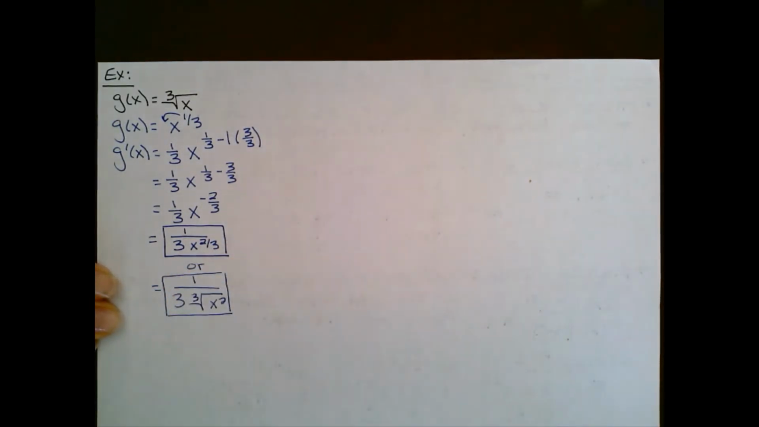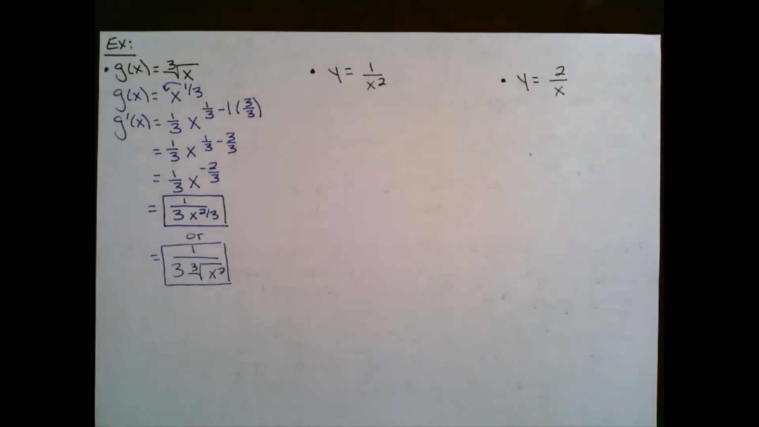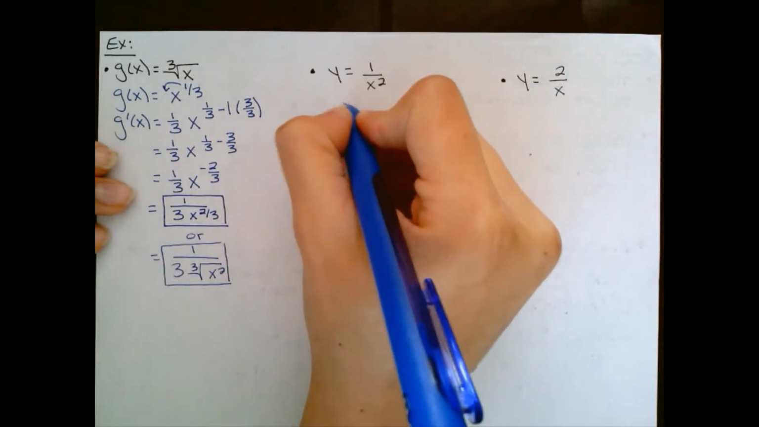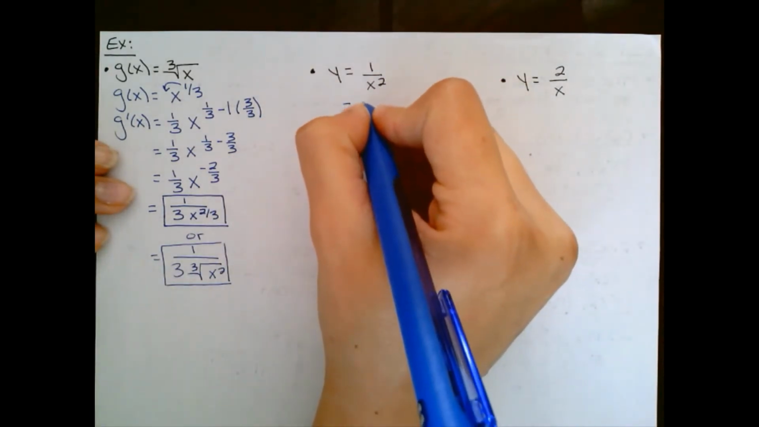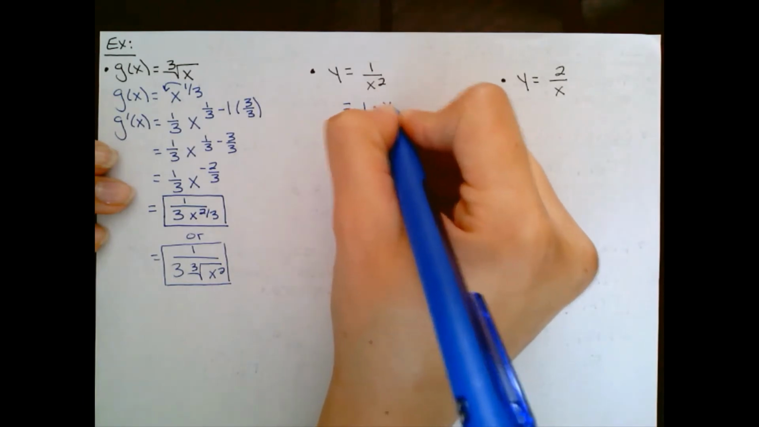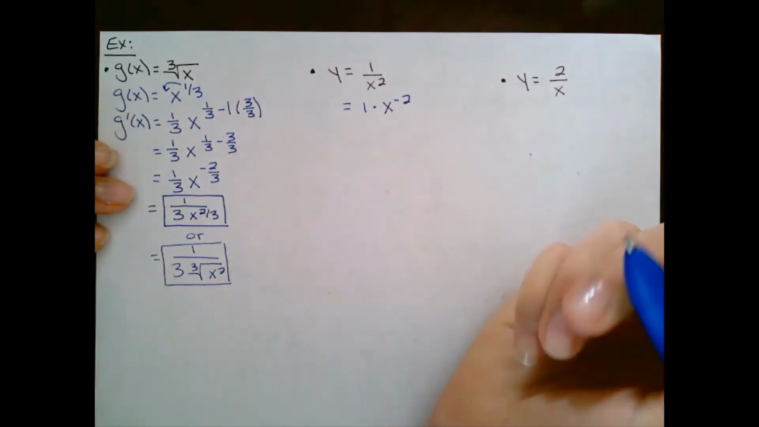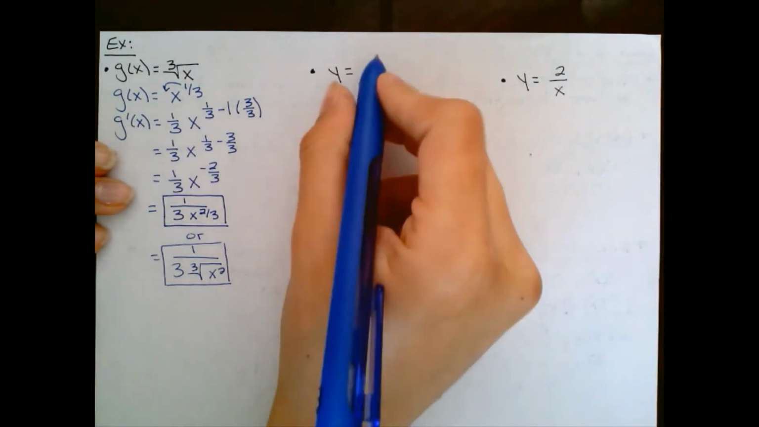Either of those two are allowed. All right, for this next one, I have y equals 1 over x squared. So it's a simple fraction because I only have a variable in the denominator. So I'm going to rewrite it as 1 times x to the negative second. Now technically you don't have to write that 1, but just so you see where it went.